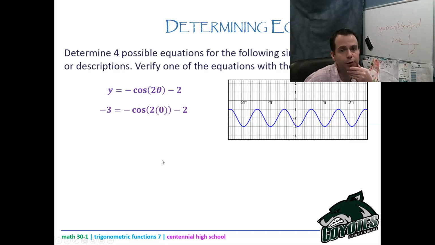The cos of 0 is 1. Remember that 0 is right here, and cos would be your x value. So cos of 0 is 1. I'm looking at -1 minus 2, and that's -3. So there's my verification.